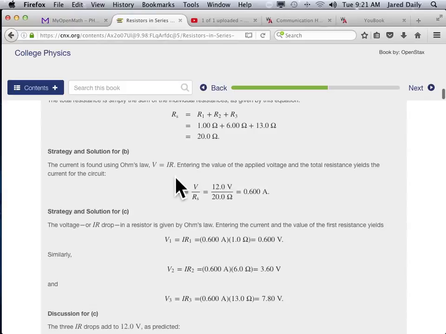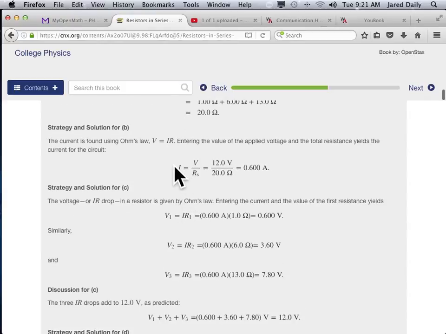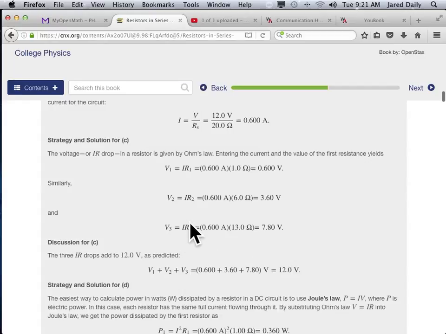So we use Ohm's law to calculate the current going through the circuit, and then we use that current with each resistor to calculate the voltage drop across each resistor. So current times resistance 1 gives us the voltage across resistor 1, which turns out to be 0.6 volts. Current times resistance 2 equals voltage 2, which gives us 3.6 volts across the second resistor. Current times resistance 3 gives us voltage 3, which is the voltage across the third resistor.